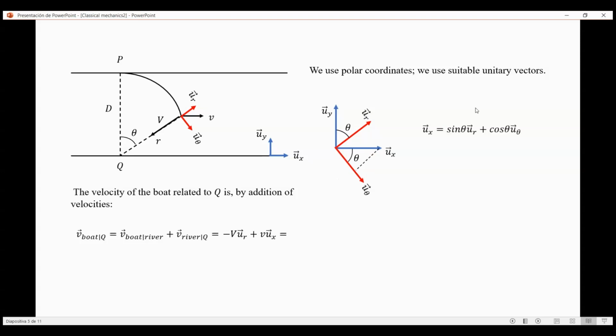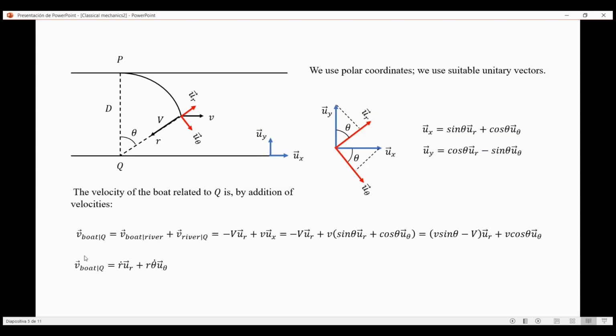And we see from the drawing that u sub x is just sine of theta u sub r plus cosine of theta u sub theta. If we wanted to decompose u sub y in a similar manner, it would be cosine of theta u sub r minus sine of theta u sub theta. And this is what we get. We just substitute and we get minus capital V u sub r plus small v u sub x. We got u sub x from the drawing: sine of theta radial direction plus cosine of theta azimuthal direction. So we just group terms. The radial term is v sine of theta minus capital V, plus v cosine of theta u sub theta.